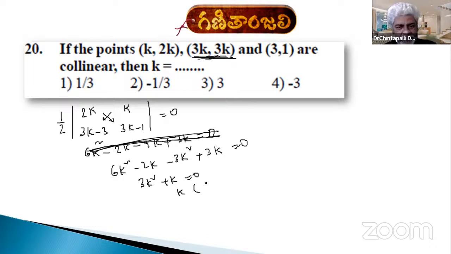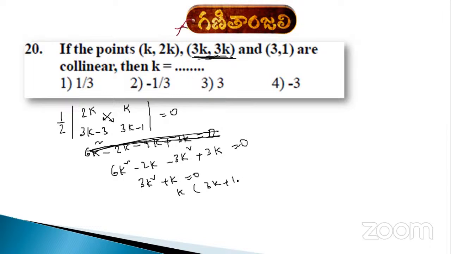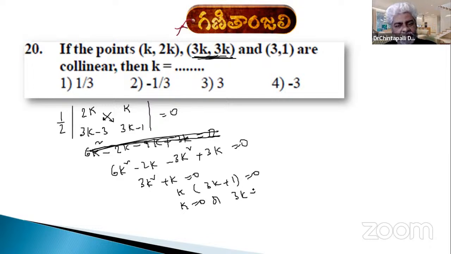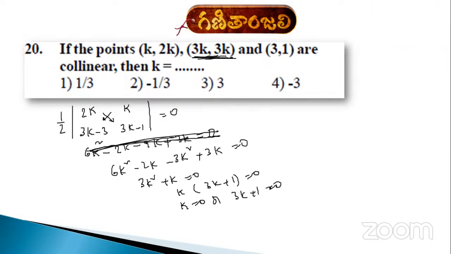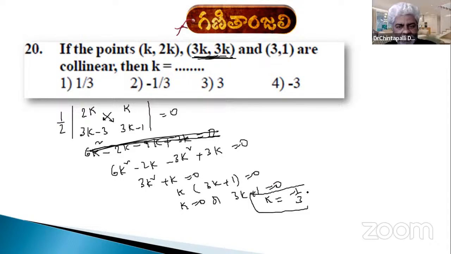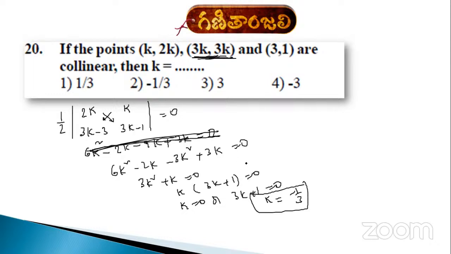Take K common: K into 3K plus 1 is equal to 0, right? Now K is equal to 0 or 3K plus 1 is equal to 0. It means K is equal to minus 1 by 3. Negative 1 over 3. So it's option 2. K is equal to 0 is rejected.